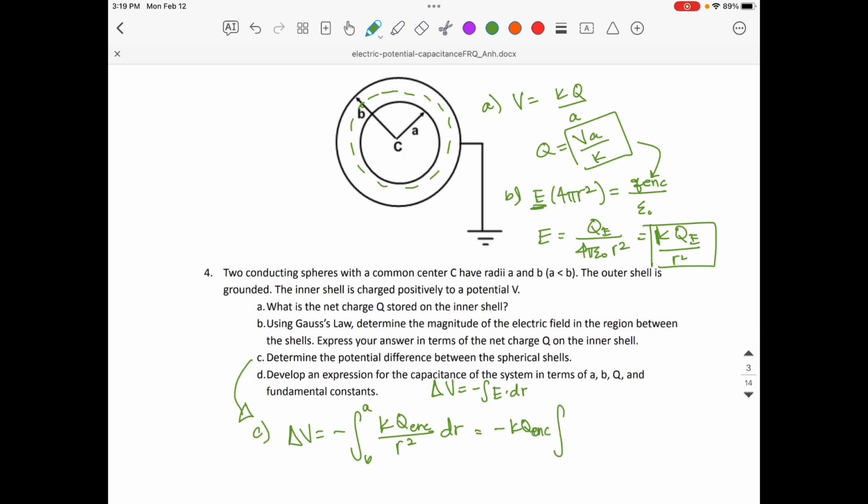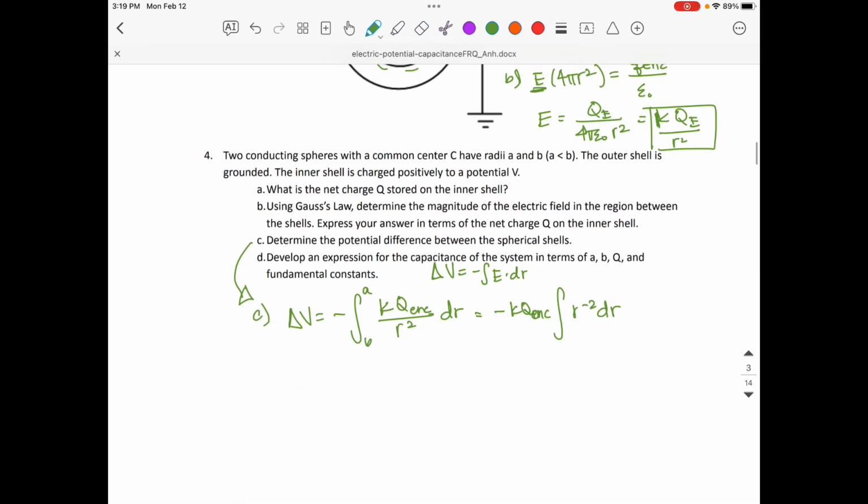And then our K, Q enclosed is just a constant. So r to the negative 2 dr gives us negative K, Q enclosed of negative 1 over r. And again, we're going from A to B. The negatives turn into positives, and we end up with 1 over A minus 1 over B. And in your answer key, it just leaves it in that form as well.